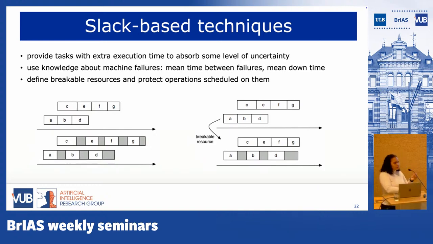Going back to the manufacturing scenario, you can use the knowledge you have about your resources to plan when these resources, or the operations scheduled on them, will need extra execution time, because a machine could break down at some point, for example. So you define your breakable resources, and then you protect the operations that are scheduled on them. For example, in the example on the left, you protect all the operations, and in the one on the right, you define that only your second resource is breakable, so you only protect the operations in the second one.